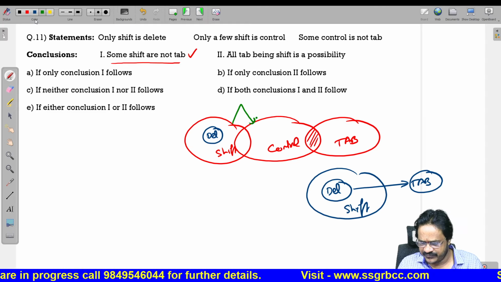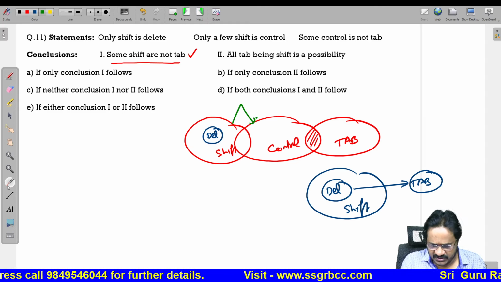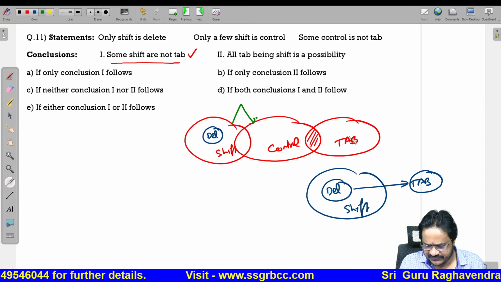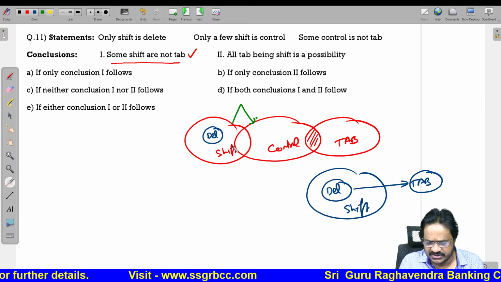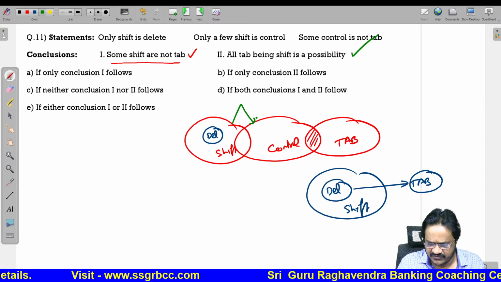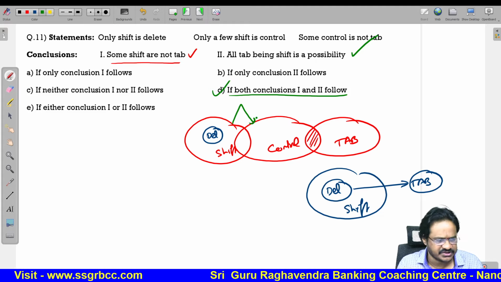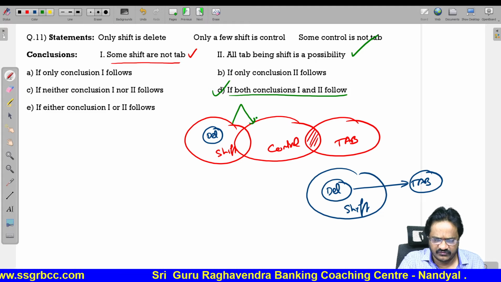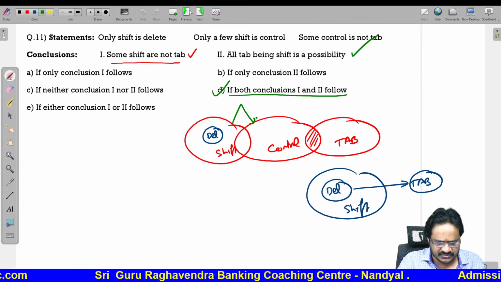Next one, all tab being shift is a possibility. There is no relation between tab and shift. Therefore, any possibility definitely follows. So, answer for this question, both 1 and 2 follow. Next question, 12th one.